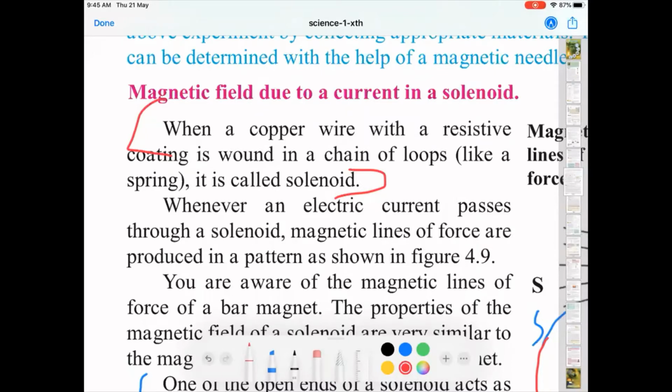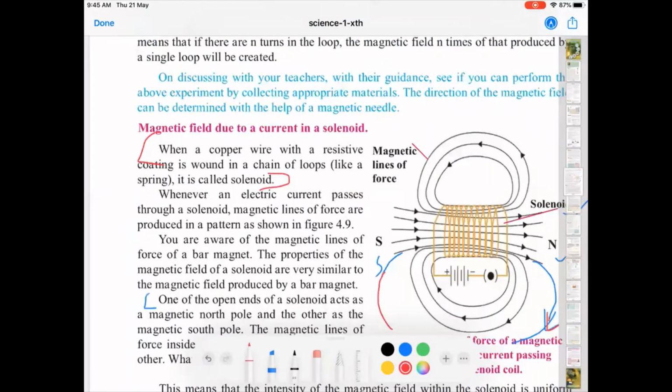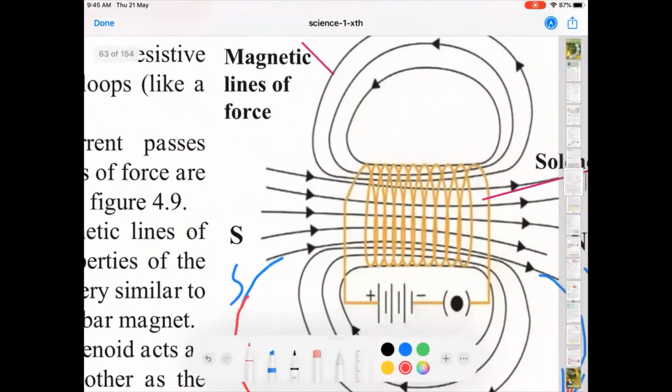Now what is a resistive coating? Basically, it is a coating which prevents the direct contact of the loops, because if the coating were not there and the loops of wire could touch each other, it would be like a short circuit, in the sense that the current would flow directly.